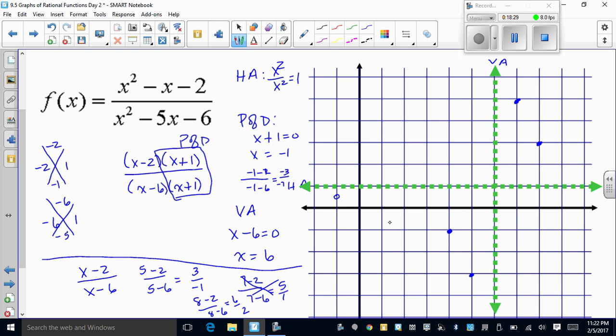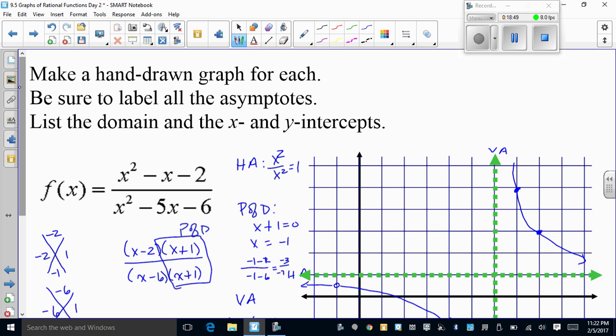And we can draw our points. And be careful of your hole that you don't actually graph over it. You've got to skip it. And there you guys go. Now we can talk about any one of these problems in class, step by step, how to do them. But there you guys go.